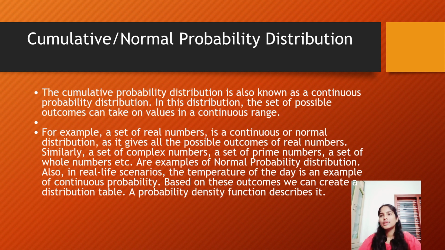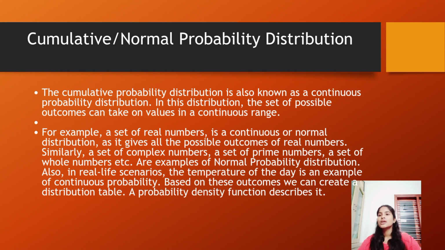Cumulative or normal probability distribution. The cumulative probability distribution is also known as continuous probability distribution. In this distribution, the set of possible outcomes can take on values in a continuous range. For example, the set of real numbers is a continuous or normal distribution as it gives all the possible outcomes of real numbers. Similarly, a set of complex numbers, a set of prime numbers, a set of whole numbers, etc. are examples of normal probability distribution. Also, in real life scenarios, the temperature of days is an example of continuous probability distribution.